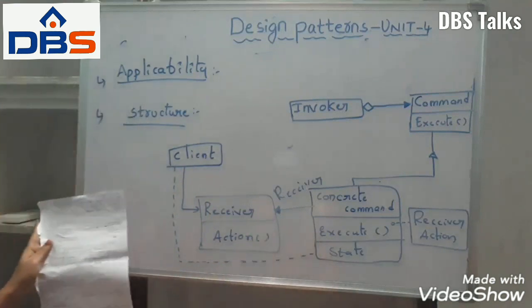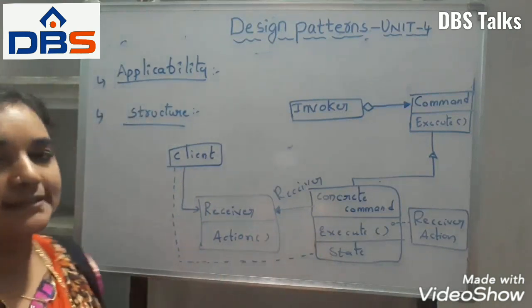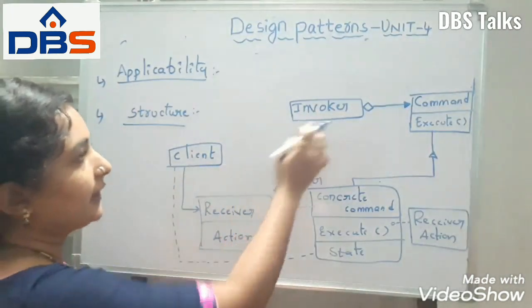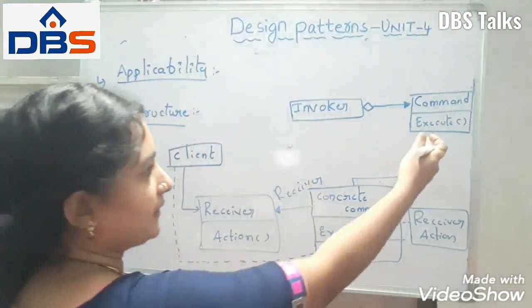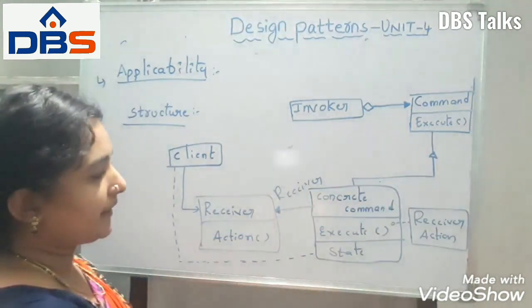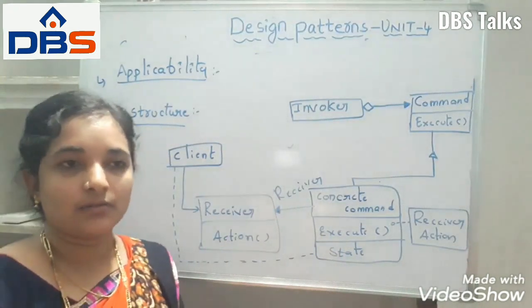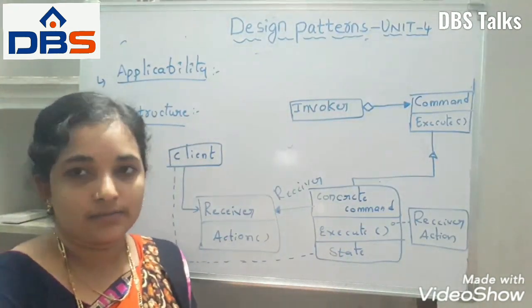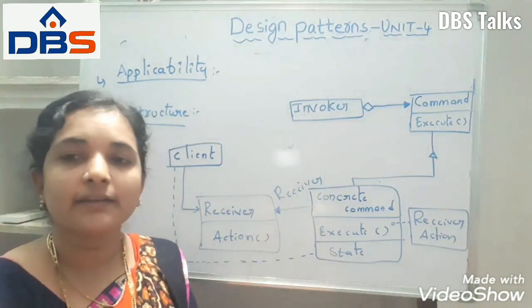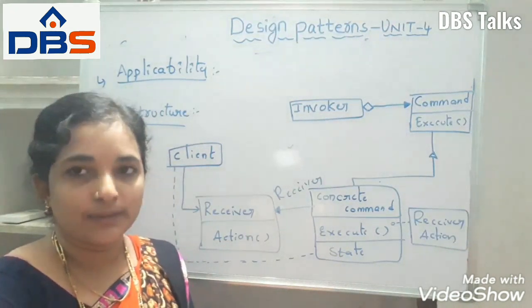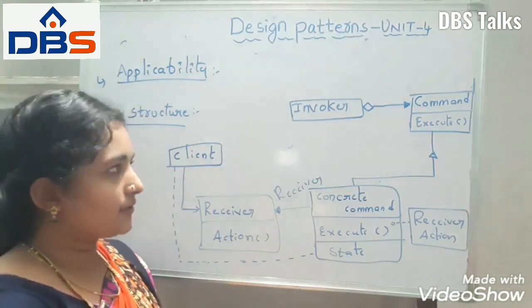So here we have a small image, and this is the structure. In this structure we have the client, the invoker, the command with execute, the concrete command with execute, and the receiver. I told you in the previous classification, that is the intent, that some of the clients will give the request. Some of the clients will give the request to the command.